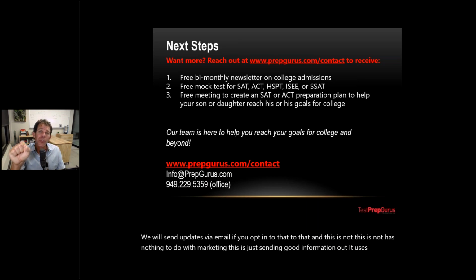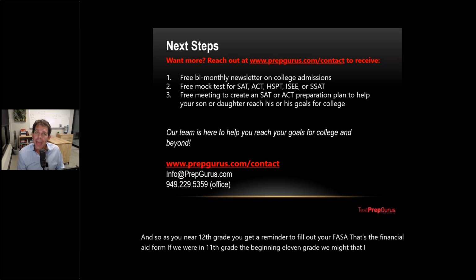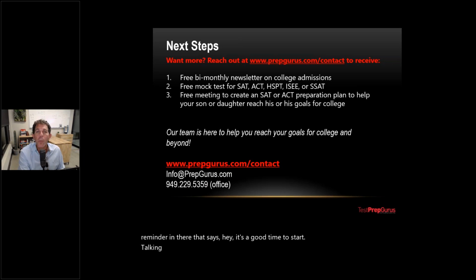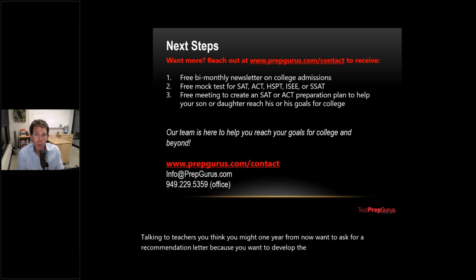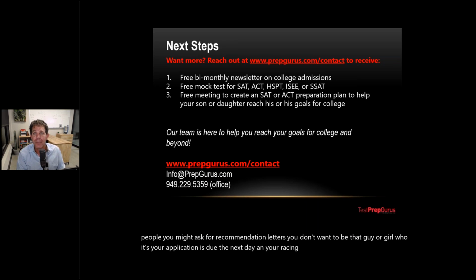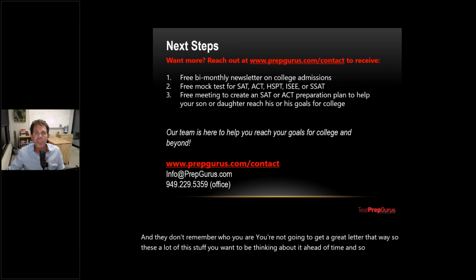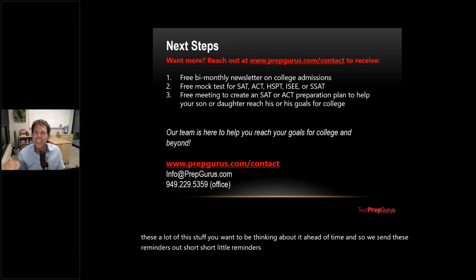It uses your graduation year to make sure you get the right information at the right points in the process. And so as you near 12th grade, you get a reminder to fill out your FAFSA. That's the financial aid form. At the beginning of 11th grade, I believe there's a reminder that says, hey, it's a good time to start talking to teachers you might want to ask for a recommendation letter 1 year from now, because you want to develop the relationships ahead of time. You don't want to be that guy or girl whose application is due the next day and you're racing off an email that says, hey, remember me from 10th grade English? Could you write me a letter? And they don't remember who you are. You're not going to get a great letter that way. So a lot of this stuff, you want to be thinking about ahead of time. And so we send these reminders out, short little reminders via email that will just help you stay ahead of the game throughout the process.